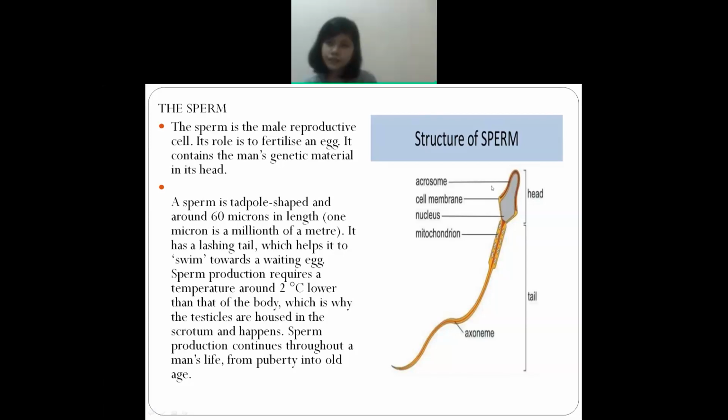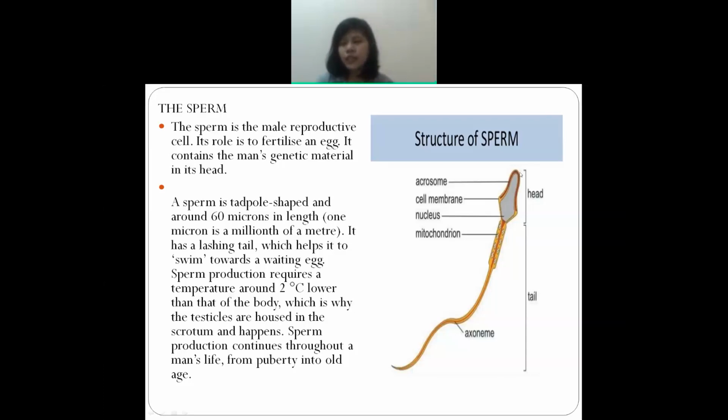So the sperm, what is the function of the sperm? You can say that the sperm is a male reproductive cell. This sperm will go and meet the healthy, mature egg. They will go and meet with the egg. Why? So that they can make a zygote, offspring.